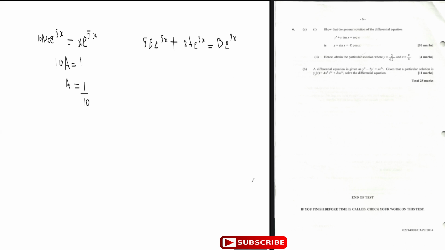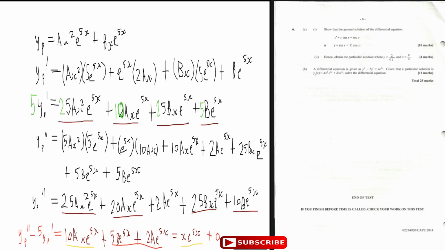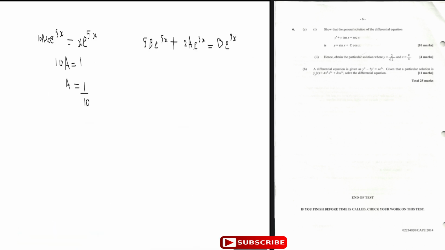And you might ask, how did I come about the 0? Remember, all of this is equal to x e to the 5x. You group like terms. These two terms, 10ax e to the 5x, have x times e to the 5x. These two terms don't have x times e to the 5x, and so they must equal 0 times e to the 5x. So that's how this equation comes about. We can then divide through by e to the 5x to get 5b plus 2a is equal to 0.